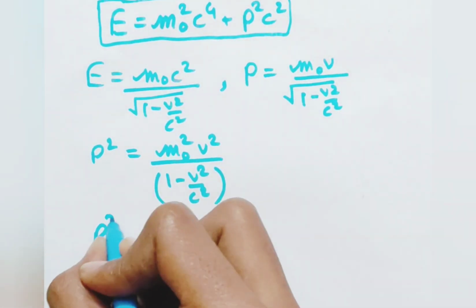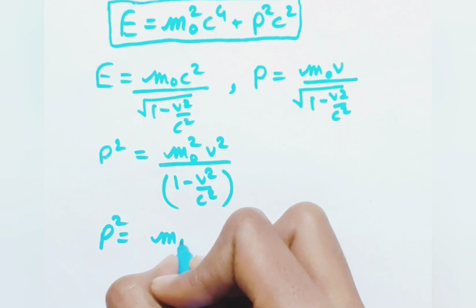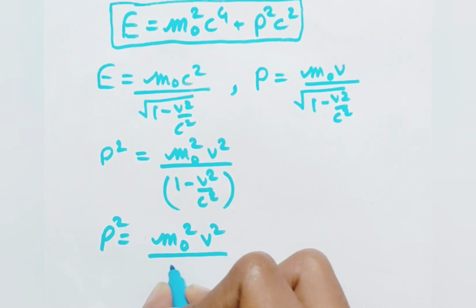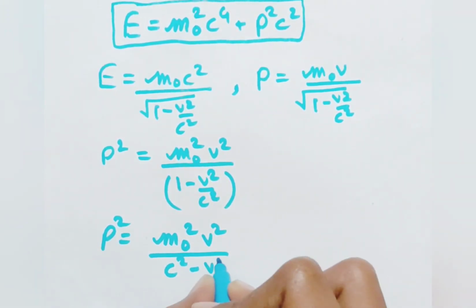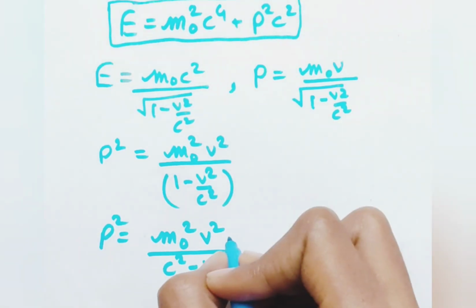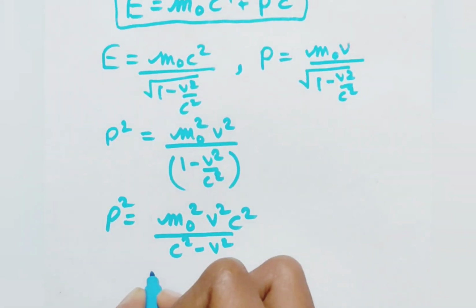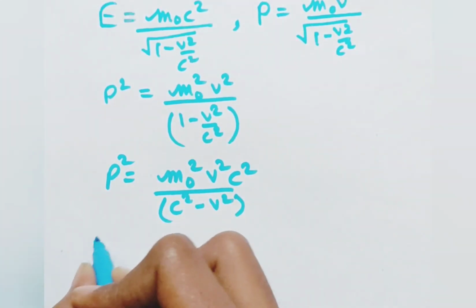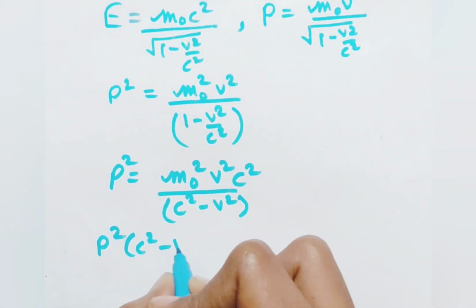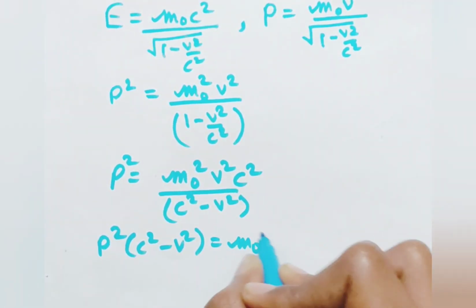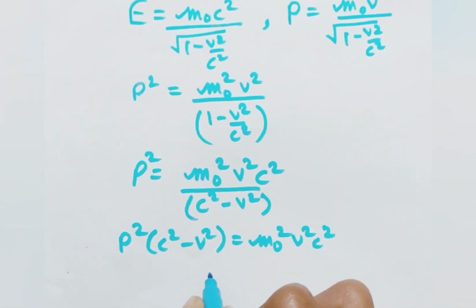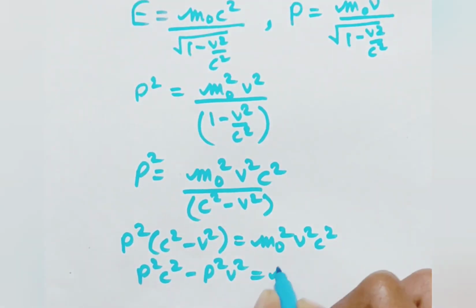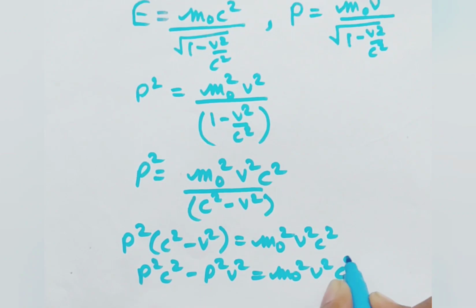So p squared equals m naught squared v squared, and we can solve this: it's just c squared minus v squared, and the denominator c squared will go upside times c squared. So we get this particular term. We can rewrite it as p squared times (c squared minus v squared) equals m naught squared v squared c squared. So p squared c squared minus p squared v squared equals m naught squared v squared c squared.